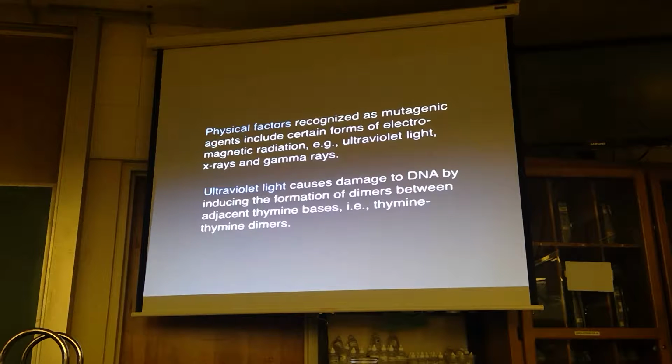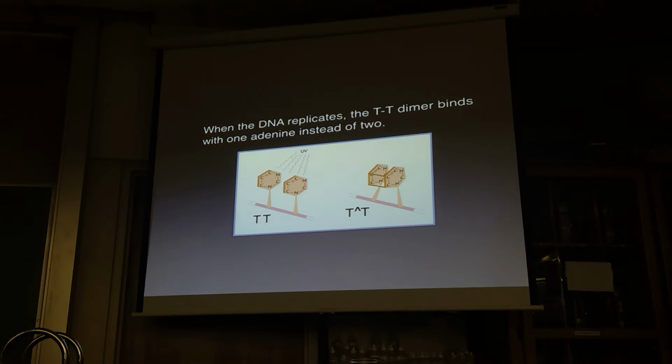So what happens is two thymines bond to one another. Consequently, when the DNA replicates, they don't behave properly. So here you see two thymines. They have to be adjacent to one another. Ultraviolet light is going to cause them to stick to each other, forming a dimer. The term dimer, think about monomer, polymer, just means two units, two of something, in this case, two thymines.